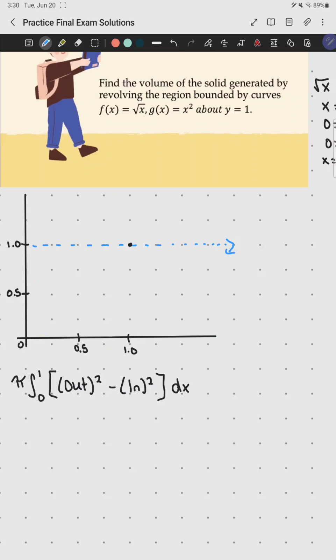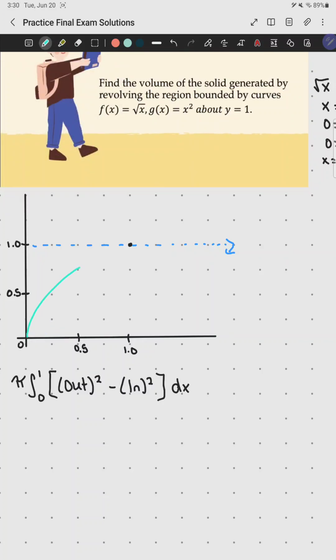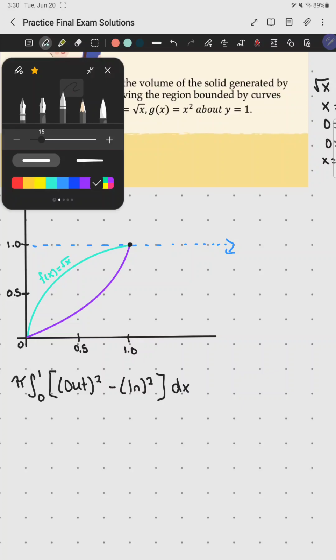And draw a first function here in a different color. That's a bad one. That's a good one. More or less it's a rough sketch. Square root of x. Use a nice purple. This will be our x squared.